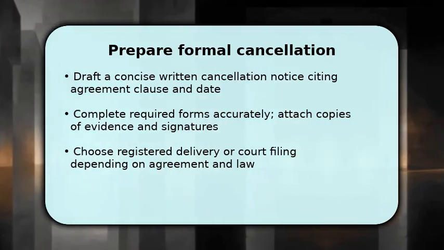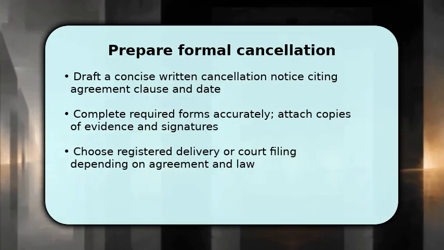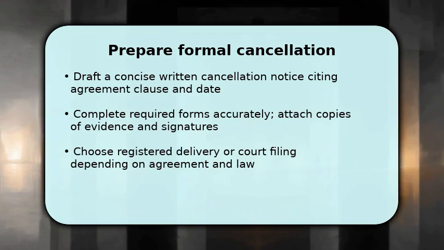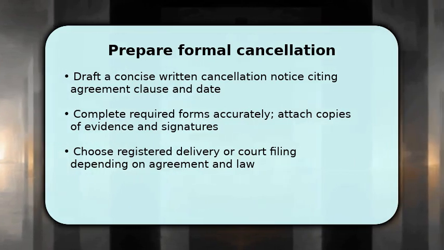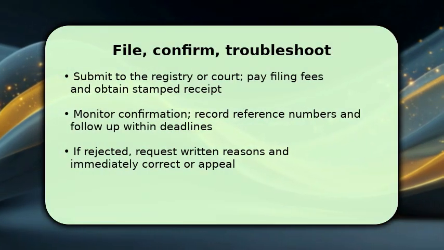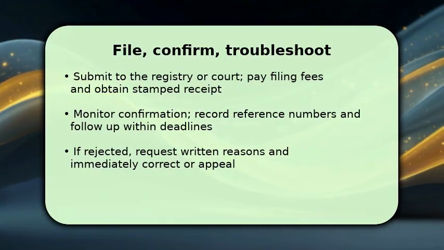Once assembled, elect the proper service channel, registered mail, electronic registry, or court filing, because proof of delivery determines legal effect and next steps. You now file the cancellation packet with the appropriate registry or court, pay any fees, and secure the stamped receipt. This makes the filing official.